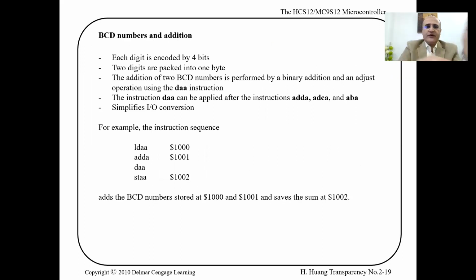The BCD number example, I did it for you in the flipped classroom. You have the code and the explanation, with me writing the code live so you can watch it if you have any questions. I didn't mention in there the DAA instruction.